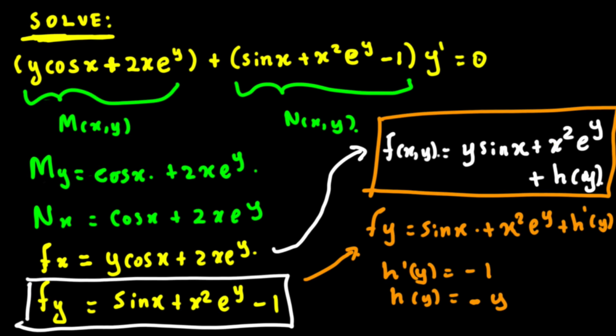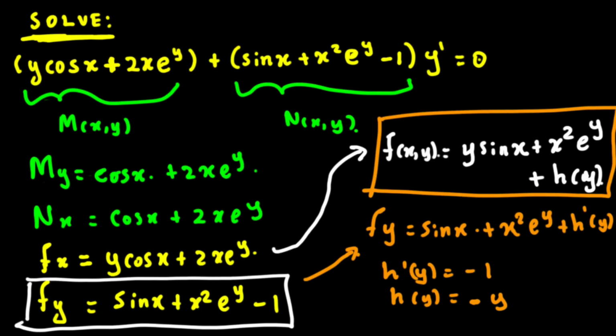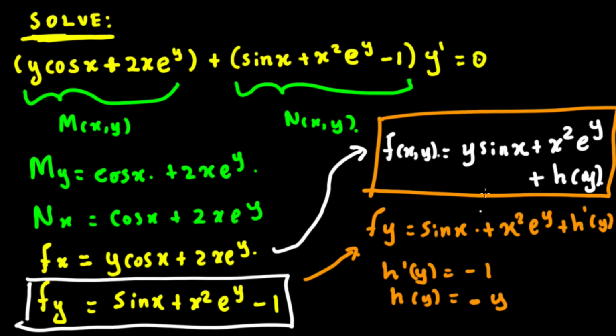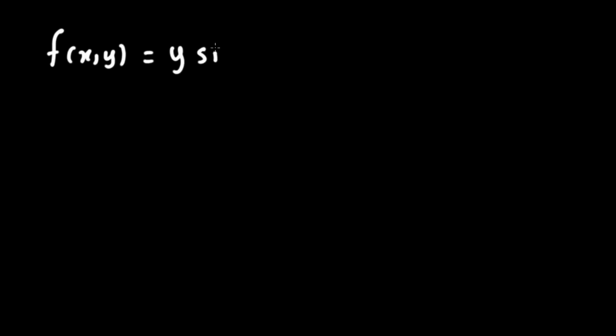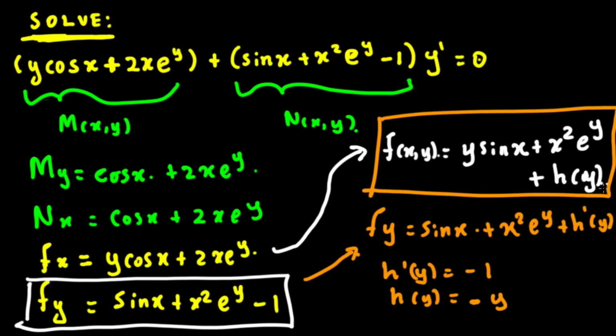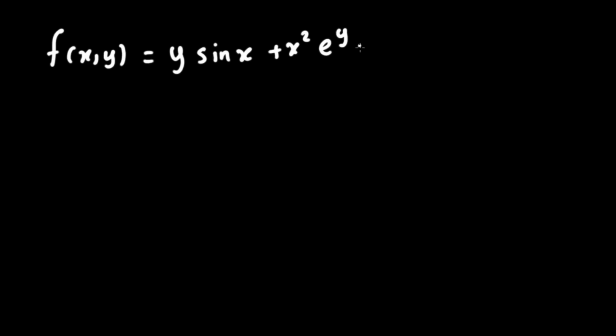Now let's go ahead and express that one on another page. Okay, let's copy the whole thing. F of x, y is equal to y sin x plus x squared e power y, and instead of this constant we will add this -y. But this is not going to be the final answer, because at the end we have to equate everything to a constant. We shouldn't write in terms of a function, we just have to equate everything to the constant, and that's going to be our final solution.